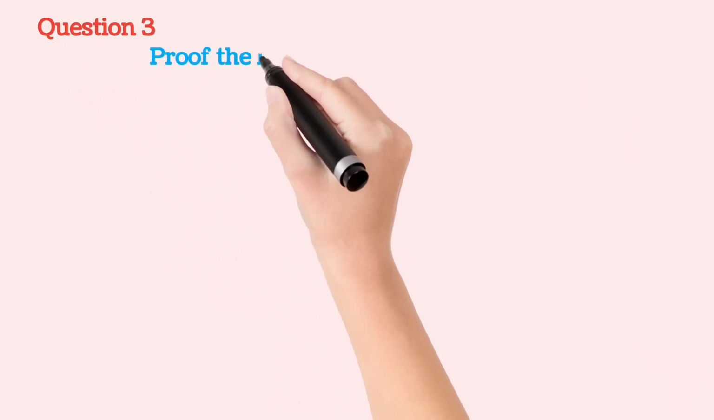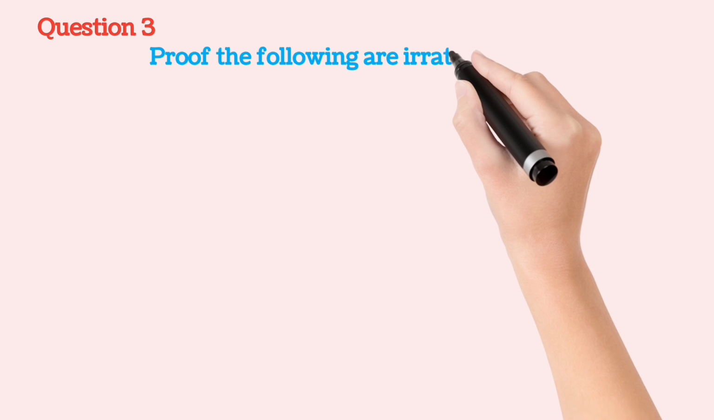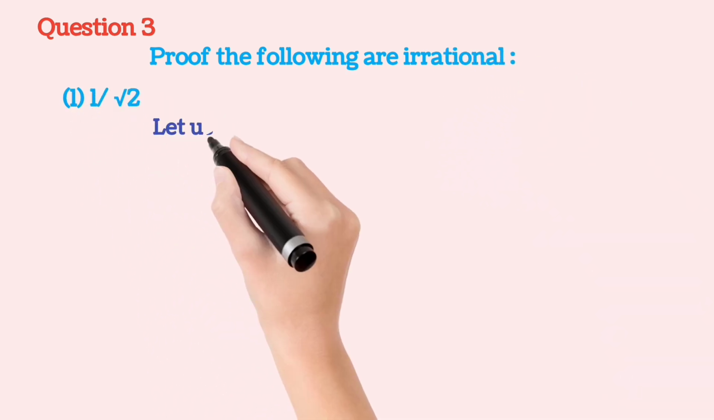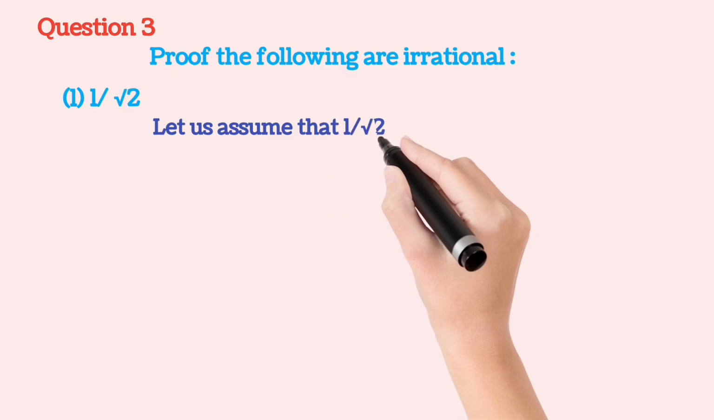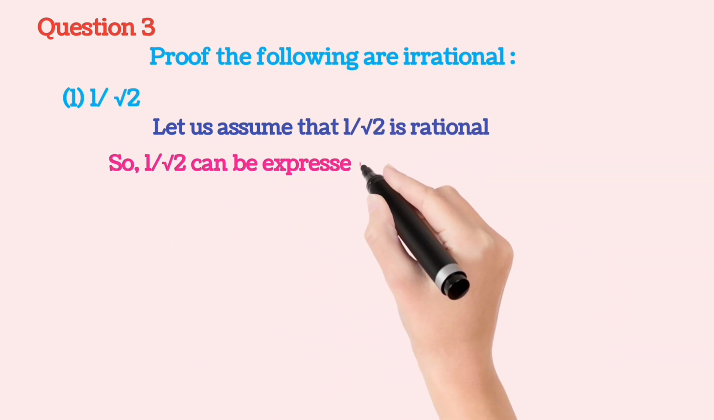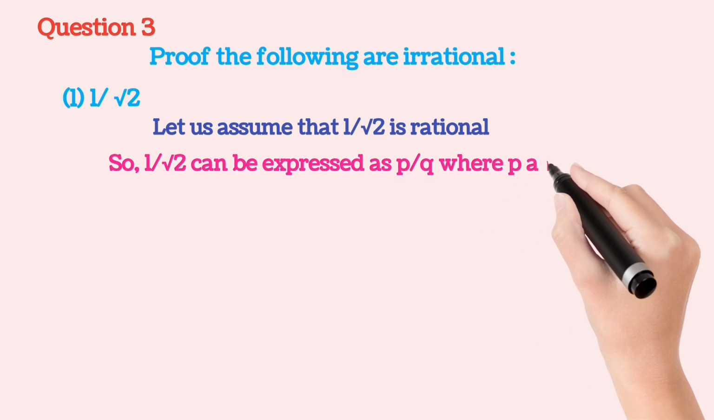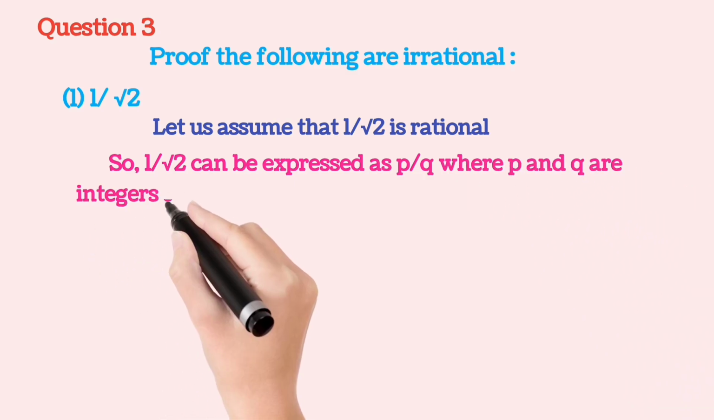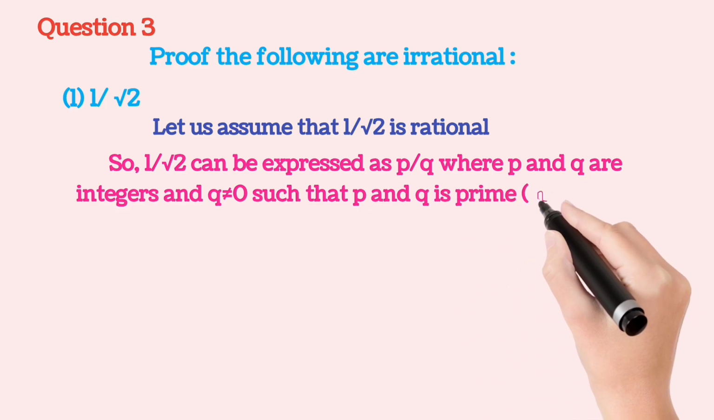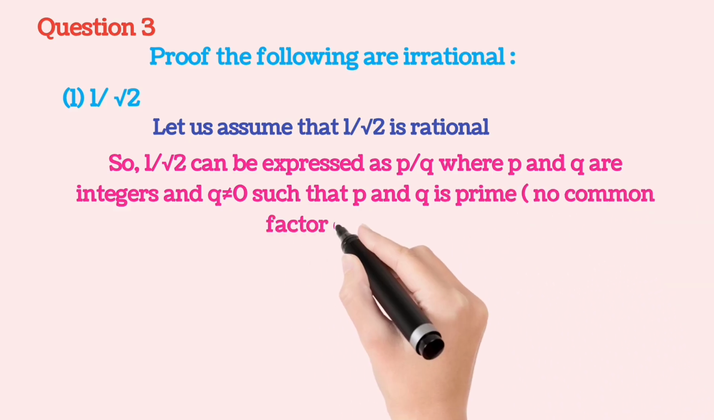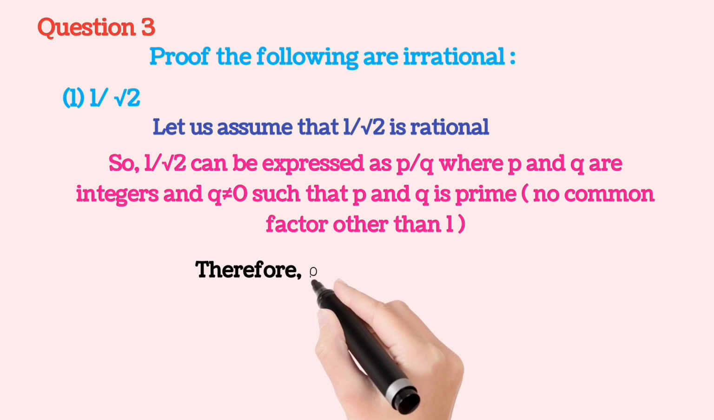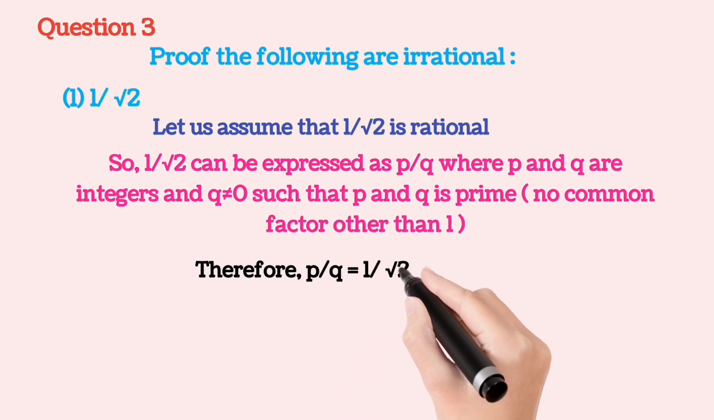Question 3. Prove the following are irrational. Now, first is 1 by root 2. Let us assume that 1 by root 2 is rational. So 1 by root 2 can be expressed as p by q, where p and q are integers and q not equal to 0, such that p and q are co-prime, no common factor other than 1. Therefore, p by q equals 1 by root 2.